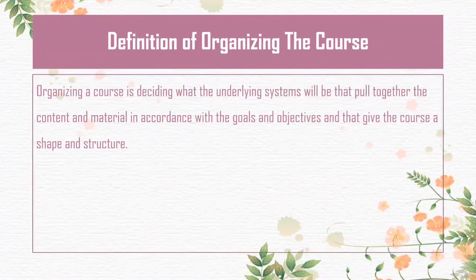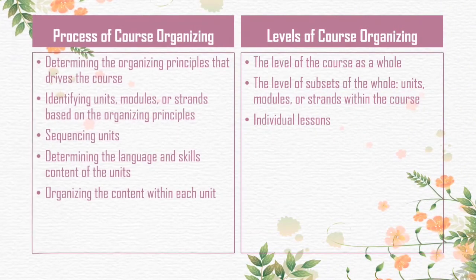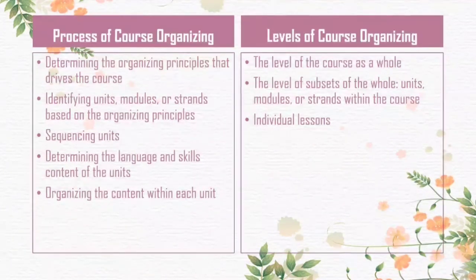Organizing a course is deciding what the underlying systems will be that pull together the content and material in accordance with the goals and objectives and that give the course a shape and structure. Next is the process of course organizing. First, determining the organizing principles that drive the course. 2. Identify units, modules, or strands based on the organizing principles. 3. Sequencing units. 4. Determining the language and skill contents of the units. 5. Organizing the content within each unit.